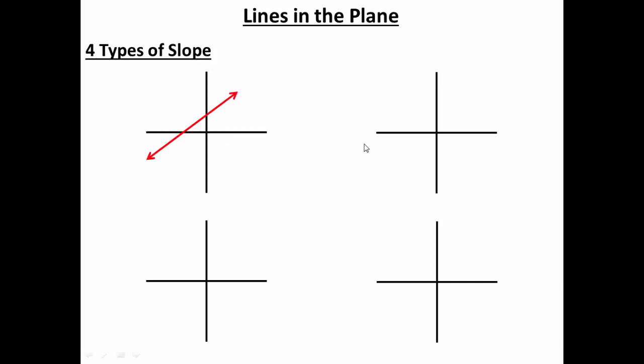To start with, if I have something like this, it's going up. As I read it from left to right, it's going up because it has a positive slope. We say that it is increasing. A positive slope means that it is increasing from left to right. Whereas a negative slope means it's decreasing. So if it's decreasing from left to right, it has a negative slope.